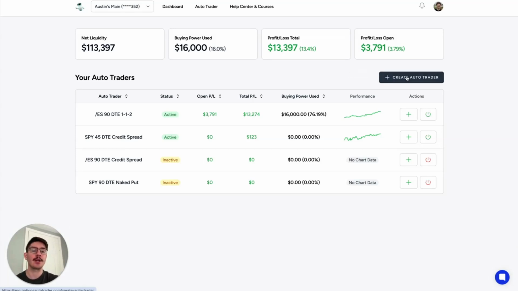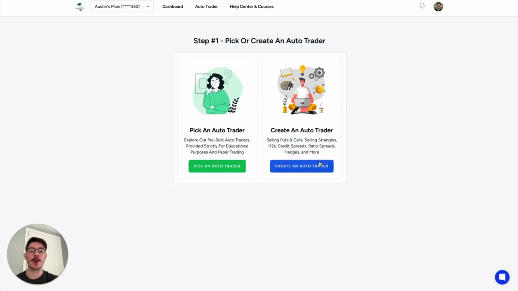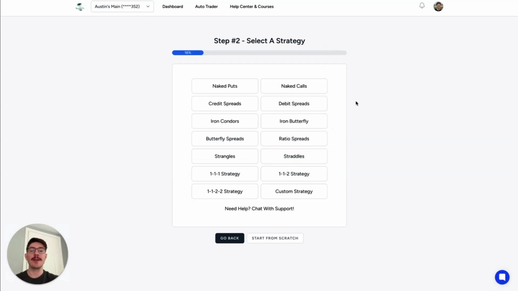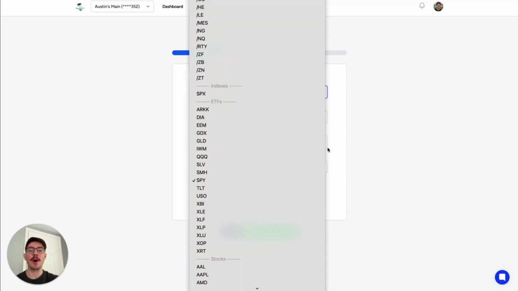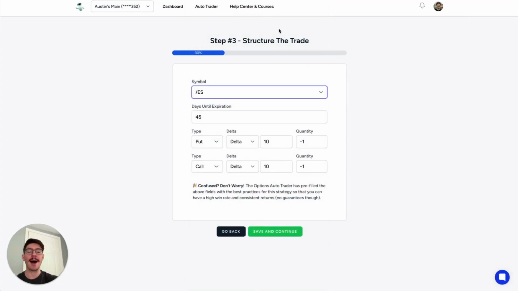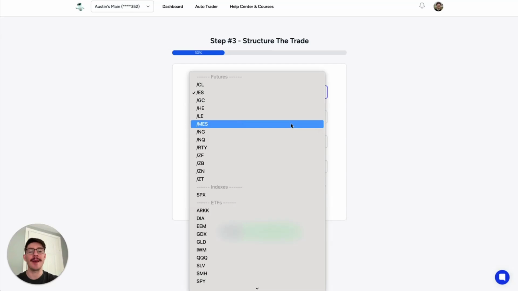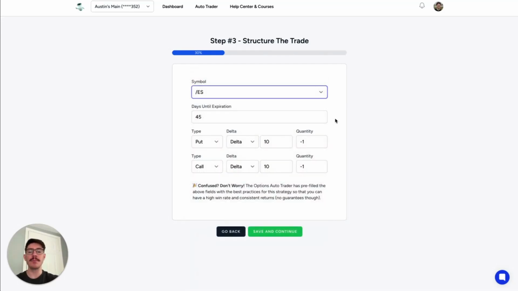So again, I'm going to click on Create Auto Trader. This is then showing me all the strategies that I can use. Right here, we can see Strangles, so I'm going to click on Strangles. Then I'm going to pick the symbol I want, so I'm going to scroll up and go to the futures options section. I can do things like crude oil, ES, gold, hogs, NASDAQ, natural gas, Russell, things like that. ES is a very popular one when you're doing futures options because it's very liquid. If you have a smaller account, you can do MES, but it will be a little less liquid. Anyways, we're going to pick a futures options symbol so that we can do this.